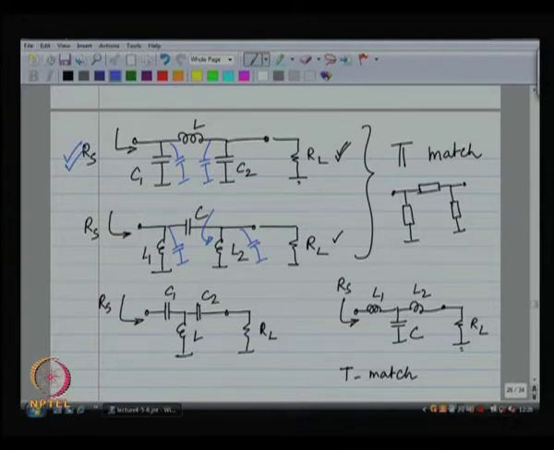Next one is going to give you the identical situation. You now have to split C into two series capacitors. Each of these series capacitors are going to be smaller than the original, I am sorry, larger than the original one, right.